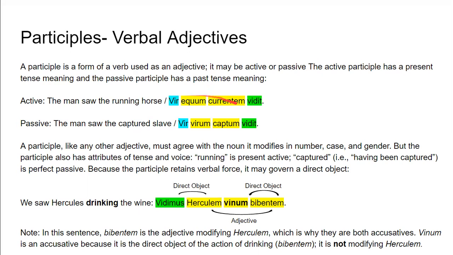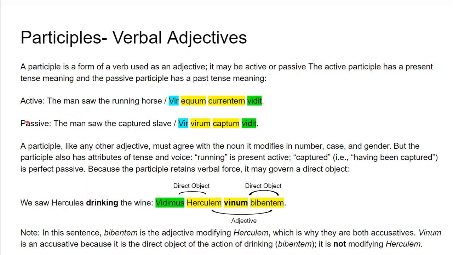Okay? So the man saw the horse. And what was the horse doing? The horse was running. And the horse was actively running at the same time as the man saw it. And this is why this is called a present active participle, because it's expressing the action present to the time of the main verb. Now, we notice that this is an active participle because the horse is the one doing the running, right? So the horse is actively engaged in the action of running.